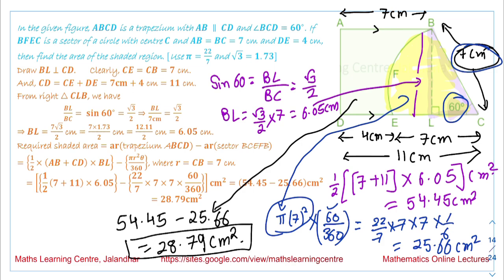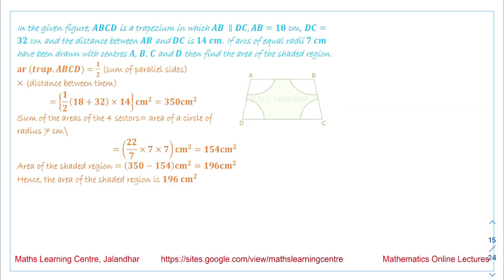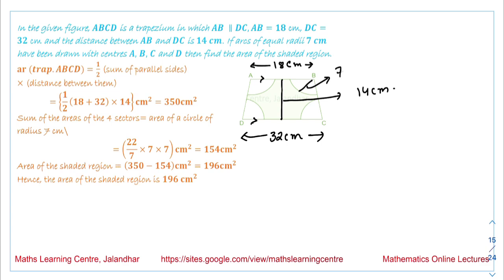Now next we have, in the given figure, ABCD is a trapezium in which the sides AB and DC are parallel to each other. The length of AB is given to be 18 centimeter. Length of DC is given to be 32 centimeter. And the distance between AB and DC, the perpendicular distance between these two, is given to be 14 centimeter. If arcs of equal radii, the radii of these arcs, is 7 centimeter, we have to find the area of the shaded portion.